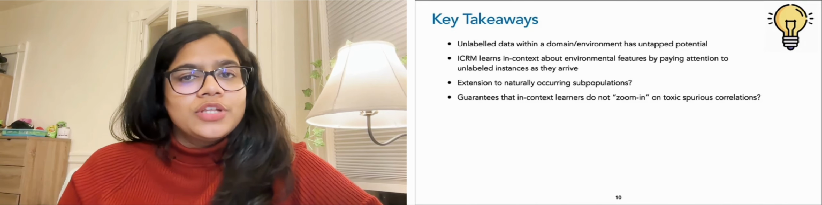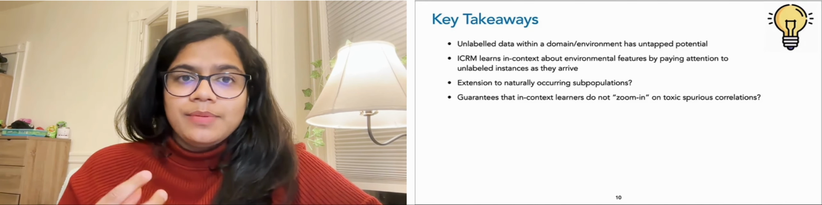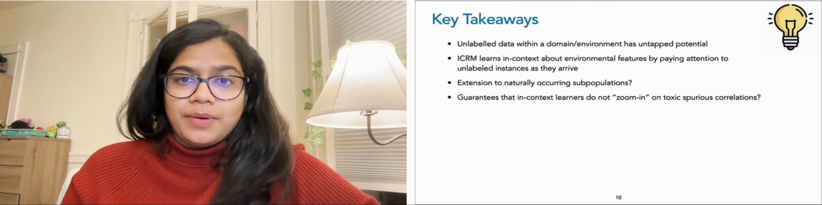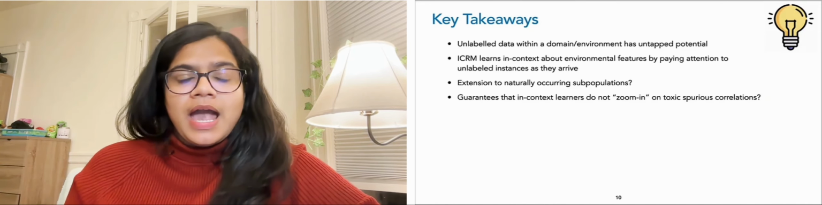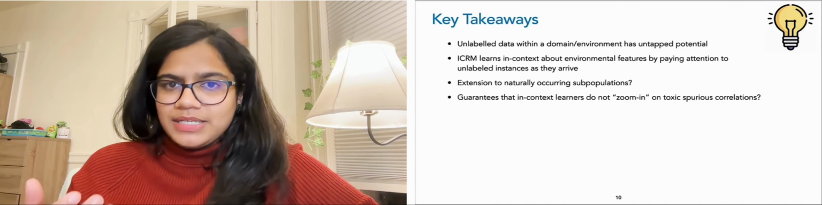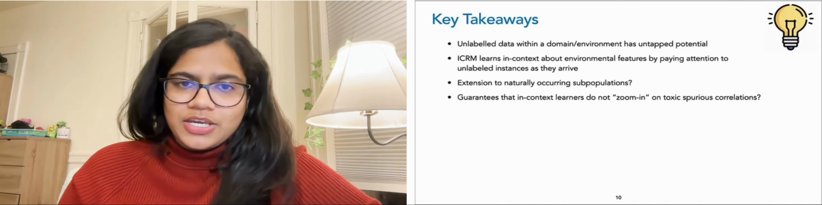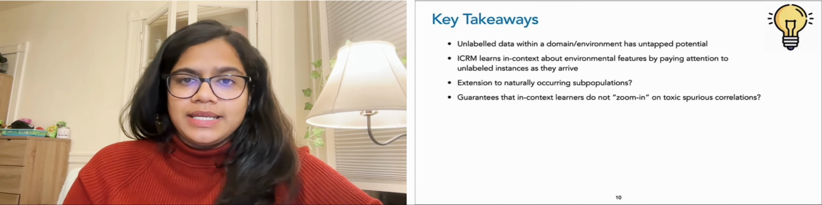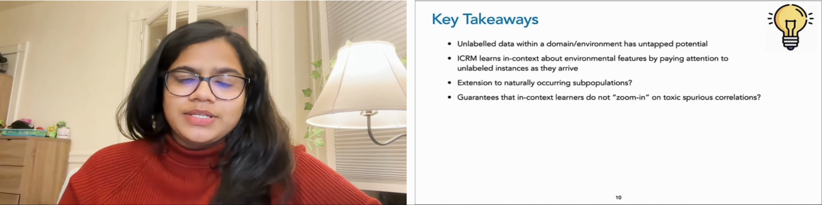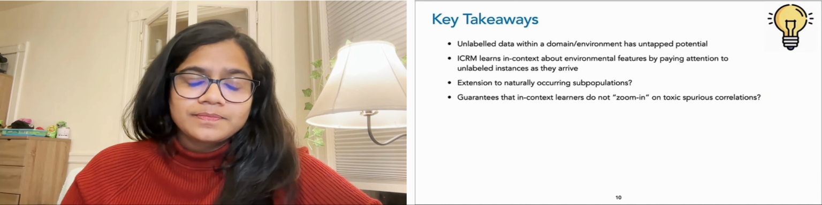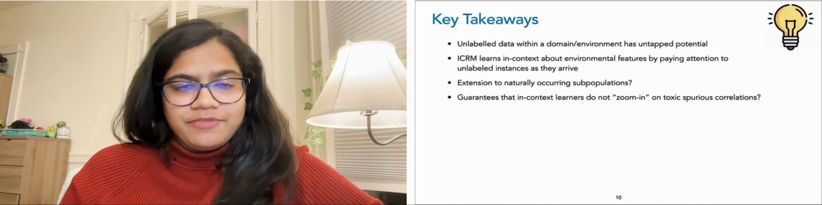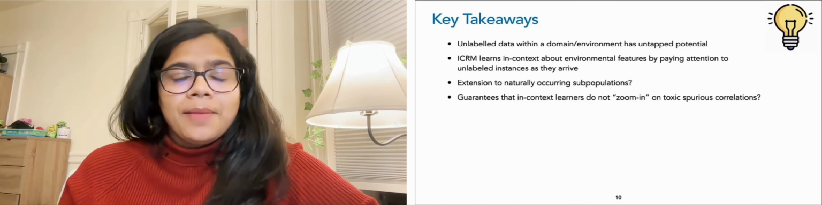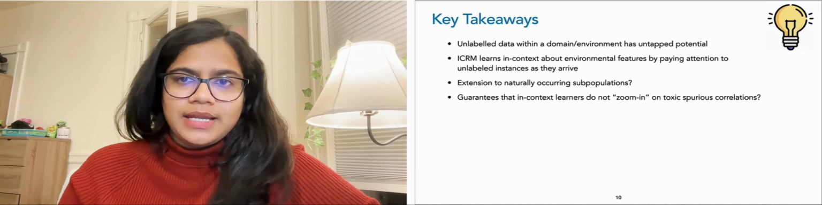So the key takeaways from this talk are that unlabeled data within a domain or an environment carries a lot of information which can help us amortize learning across environments and get rid of these baseless environment indices which just capture the demarcation across data. Context from an environment, represented in the form of unlabeled data, is a high-dimensional representation of an environment or a domain. And ICRM, the method that we propose, can learn in context about these environmental features merely by paying attention to unlabeled data as it arrives.